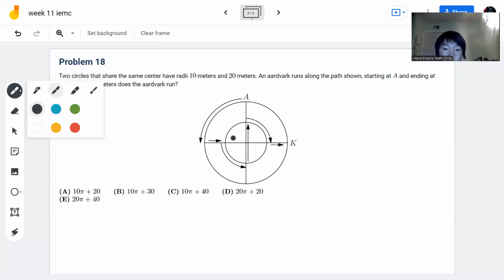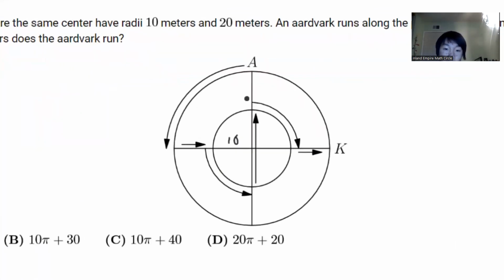What do we know here? We know that the inside radius has length 10. Here, I'll zoom in a little bit. Inside has length 10. And we know that this whole thing is 20, so we can also find that the outside bit here is also 10. So with this, we can already find all the straight arrows, right? This first arrow here is 10, plus going up here is 20, that's the diameter of the smaller circle. And going back out here to K, that's another 10.